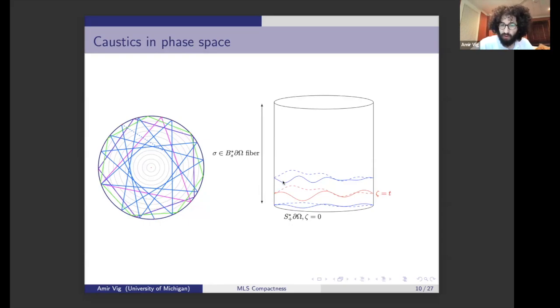So the billiard map will take one point, map it to another point, map it to another point, and caustics are just these C infinity invariant curves for the billiard map. Right, and we can forget about zeta. I'll talk about zeta in a couple slides. S star plus here is the glancing region. So it's the unit sphere bundle, but in 1D. So it's just plus and minus 1.